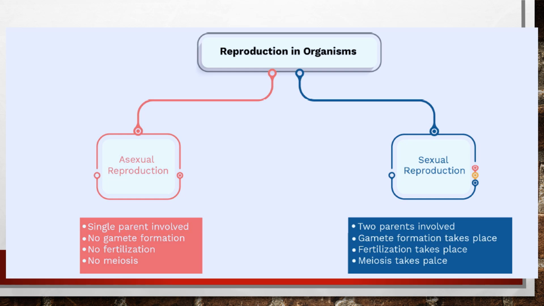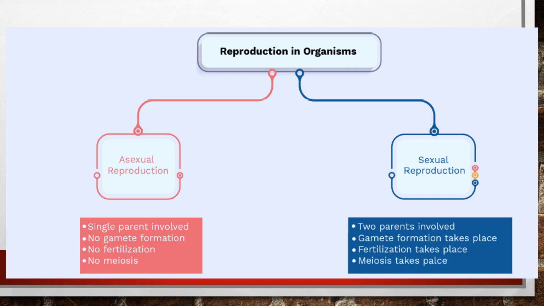Generally, the offspring produced from a single parent through asexual reproduction are called clones, because they are exactly like their parents. In asexual reproduction, a single parent is involved. There is no gamete formation, no fertilization, no meiosis.